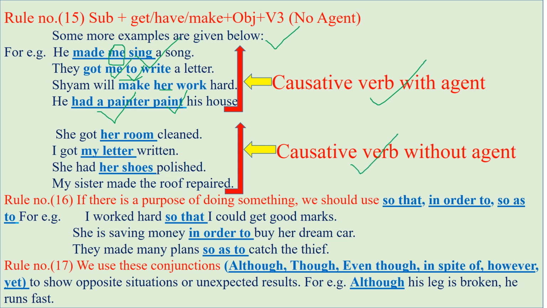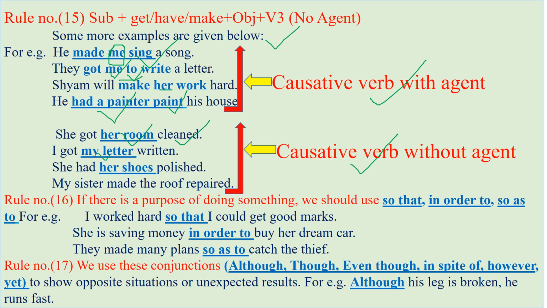Causative verb without agent. If there is no working person, if there is no agent, then we should use third form of the verb, verb 3. For example, she got her room. Her room is object here. Her room is not agent. So, she got her room cleaned. We should use verb 3.